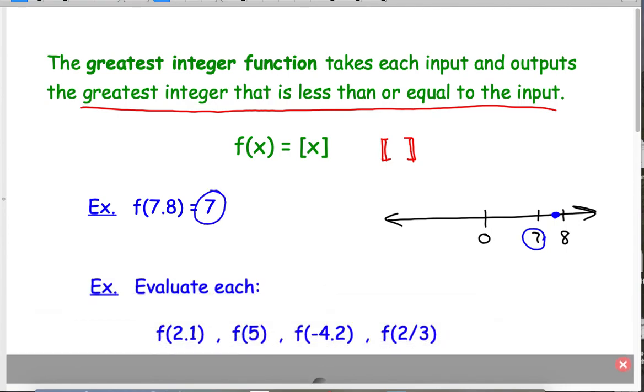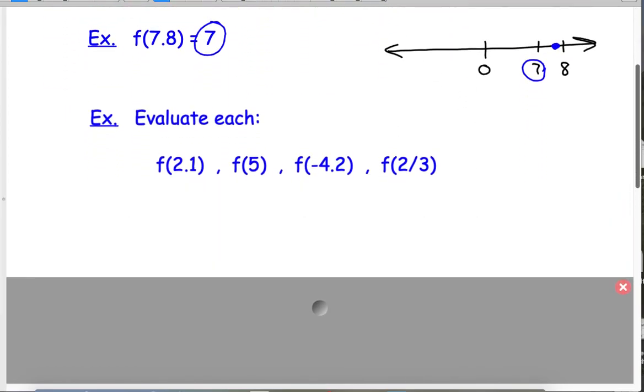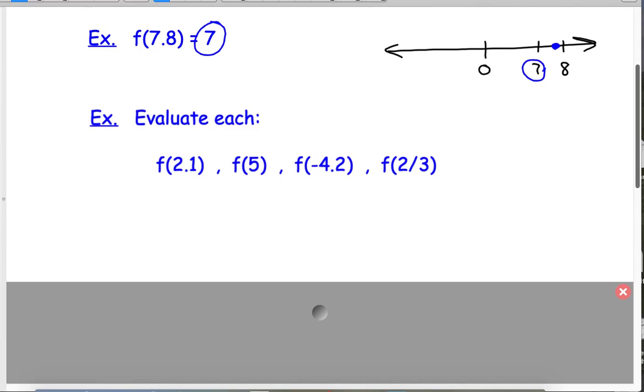Let me look at a couple other examples just to make sure you got the hang of this. What would f of 2.1 be? Well, if we plotted 2 on our number line, let's do it in red. So there's 2.1, and 2 would be here, let's say, and 3 is here. The first integer to the left of that point would be 2. So the answer there is 2. What about f of 5? Well, that's actually right on 5, so it's 5.